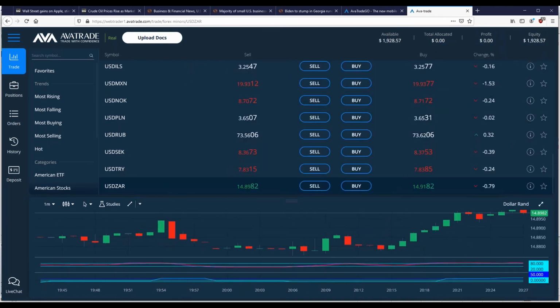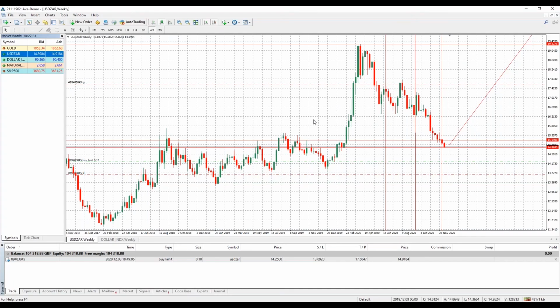Compared to having to understand in the MT4 what a buy limit or a buy stop is. You don't ever have to see those terms with the AvaTrade Go app or the web trader. You just tell it the price you want to buy or sell from, and that's it.